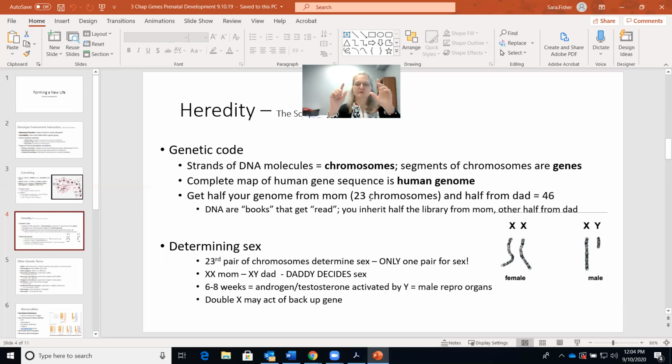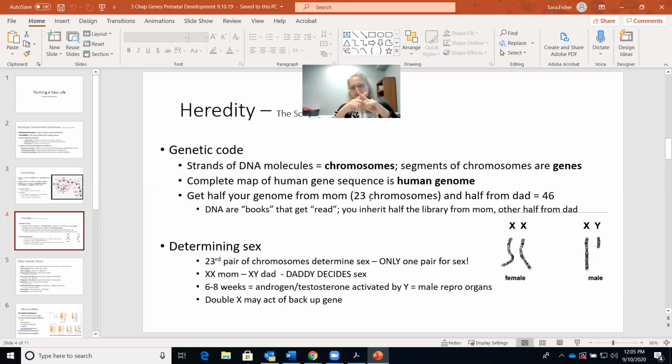The ones that you get from your mom, you have an X and there are two. And you need lots of different chromosomes to determine lots of different things: your hair color, your height, your eye color, all of that stuff is determined in this genetic information. But your biological sex, if you are male or female, if you have a penis or a vagina, that's determined by one pair of chromosomes. And those are the X and the Y, right?